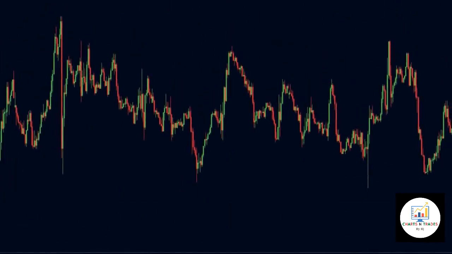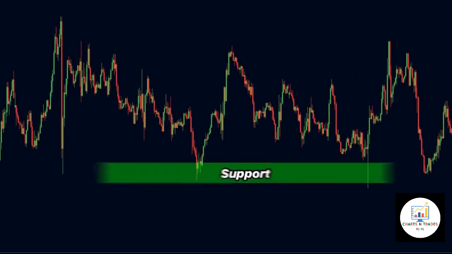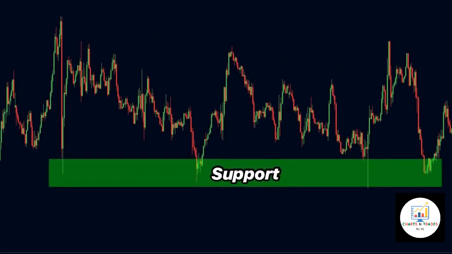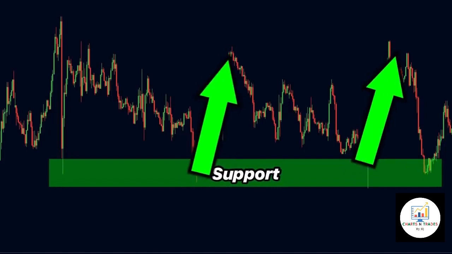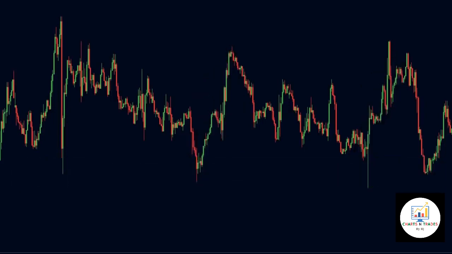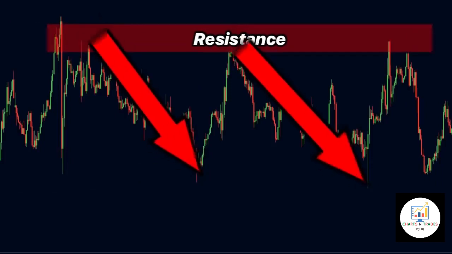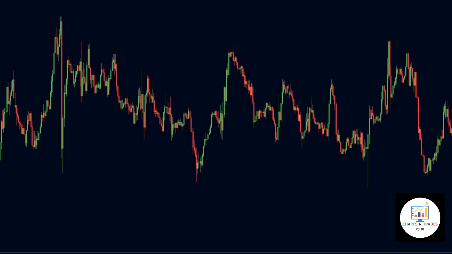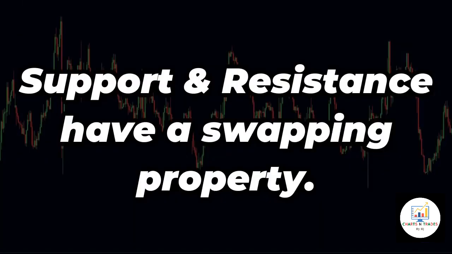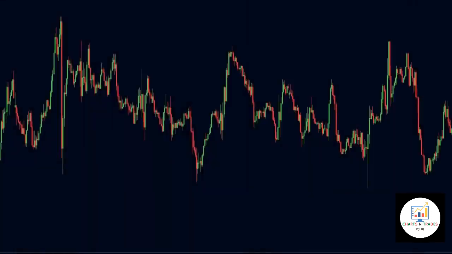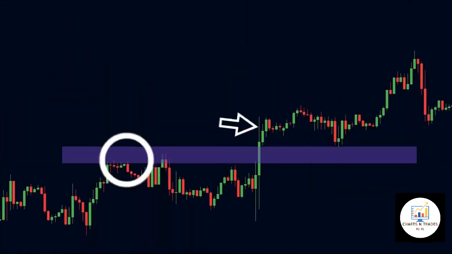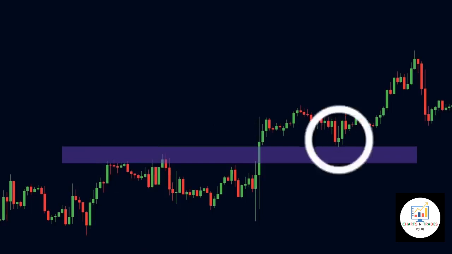Support and resistance are pretty simple elements of technical analysis. A support level is a price level where we expect the buyers to come in and take the prices higher. On the other hand, a resistance is a price level where we expect the sellers to come in and take the prices lower. An important point to note here is that the support and resistance have a swapping property. So, if the price breaks above a resistance level, then that level will turn into support.